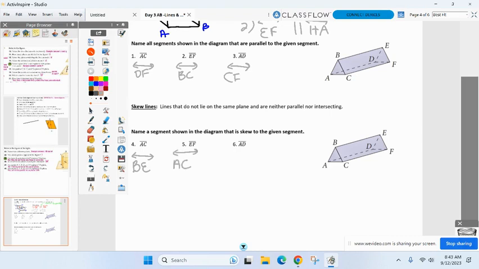And finally, how about AD? Alyssa, go ahead. EF, love it. Yep. Yep, that's fine. And there's more. Just as long as they're not going to intersect and be on the same plane. All good with skew? Great.